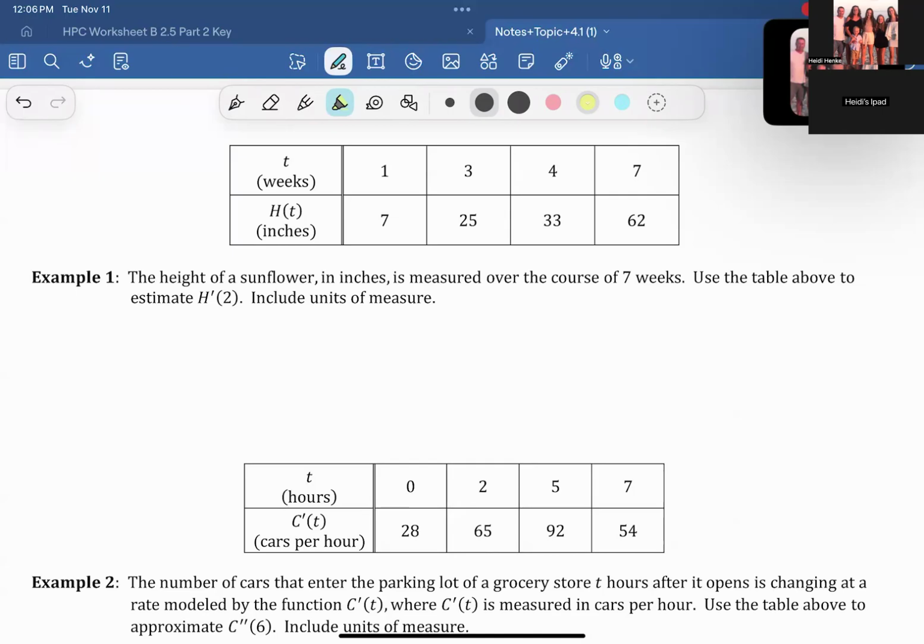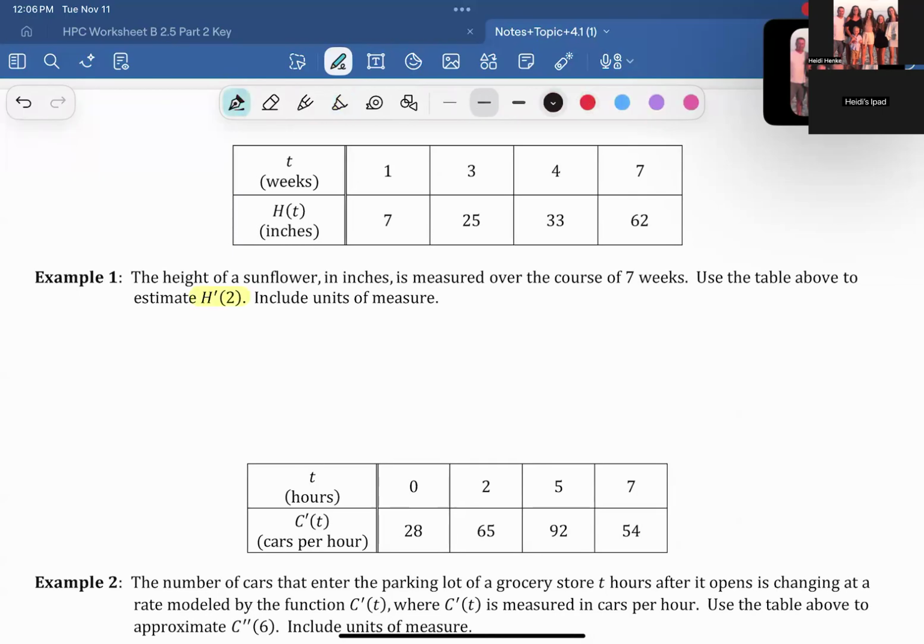So h prime of 2, it's important that you recognize, like, what does that mean? What is it referring to? That means our rate of change in the height of the sunflower, specifically at time 2 weeks. Okay, that's what they're asking you to find.